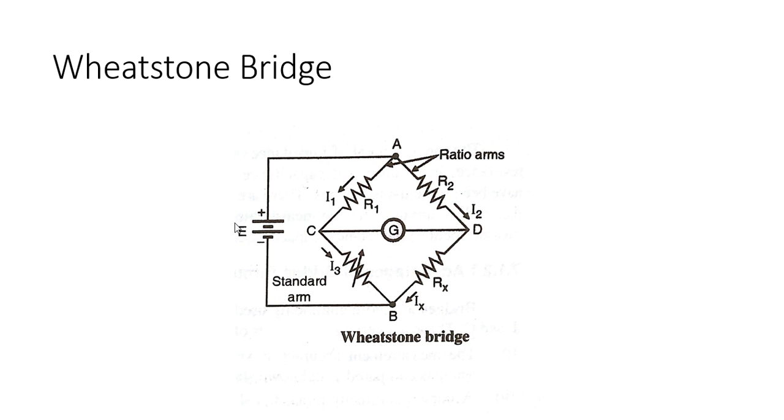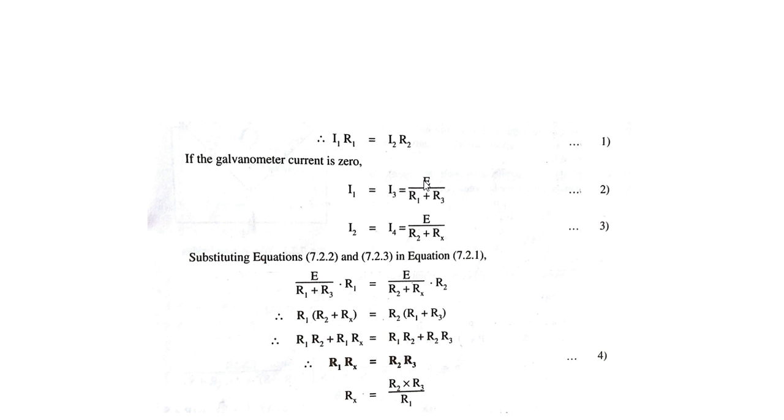So V is E and R is this resistance R1 and this R3. Okay, so one important thing I want to tell you, there is a printing mistake, so that's why here R3 is not written over here, but this is your R3. So here I1 is equal to I3 is equal to E divided by R1 plus R3.